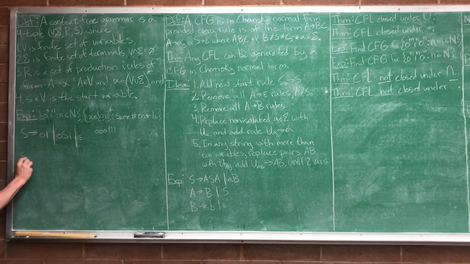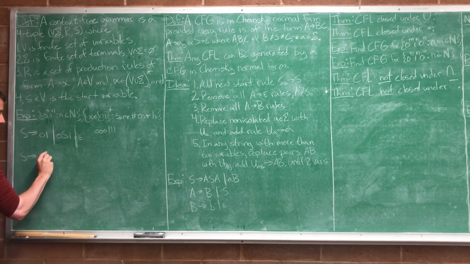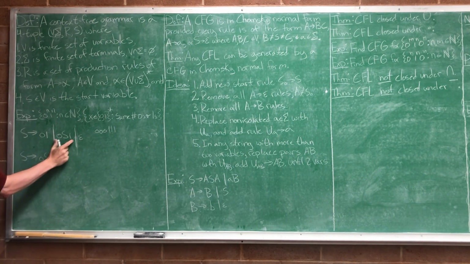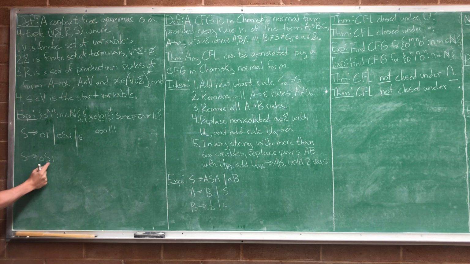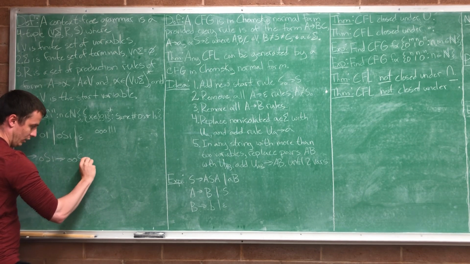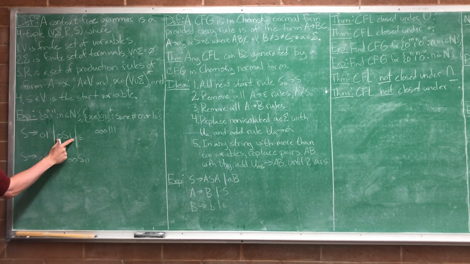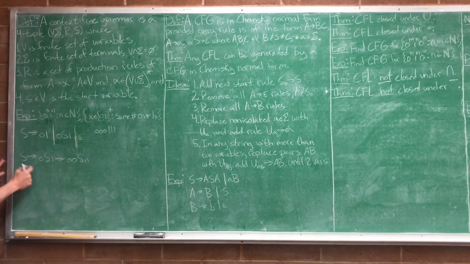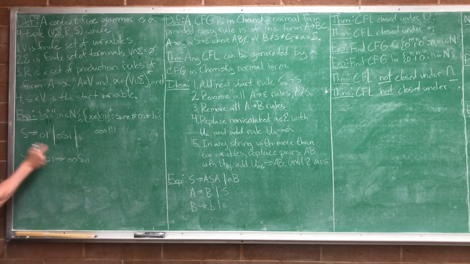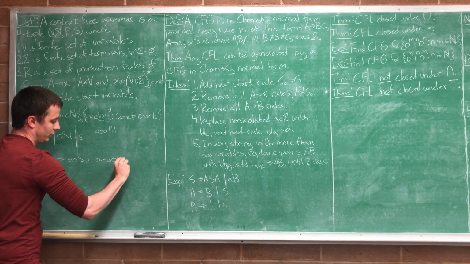So we start with S always and forever. We can do S goes to 0S1. So we replace our S with 0S1. Now we can replace that S again with 0S1. So that becomes 0, 0, S, 1, 1. Now, actually, we'll use another rule. We can replace S with 0, 1. And so then that gets us 0, 0, 0, 1, 1, 1.